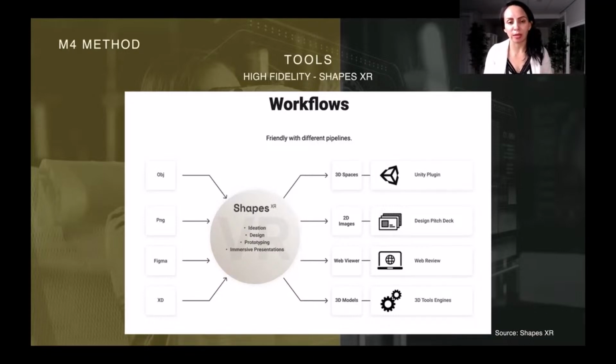In Shapes XR you can upload different types of files like OBJ, PNG, Figma even, and XD. Adobe has acquired Figma, so it is even easier that all of these types of inputs for design, wireframes, etc. can be uploaded. And also in Shapes XR, you can create wireframes thanks to certain templates that they have, in order to make the process even faster for the creation of certain UIs that you might want to have.